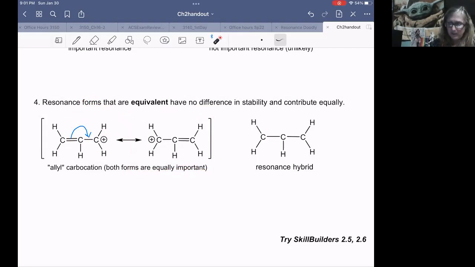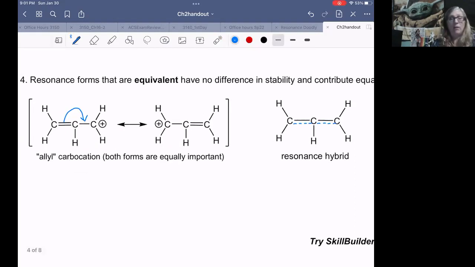All right, let's see if we can get practice. What would the resonance hybrid look like for this? We're going to see this in Skill Builders 5 and 6, drawing Lewis structures and drawing resonance hybrids. What do you think? So between the first 2 carbons, is it a double bond or is it a single bond? Actually, it's somewhere in between, right? It's a partial double bond. It's like a bond and a half. And same thing between the second 2 carbons. It's somewhere between a single bond and a double bond, so we draw a partial double bond there as well.